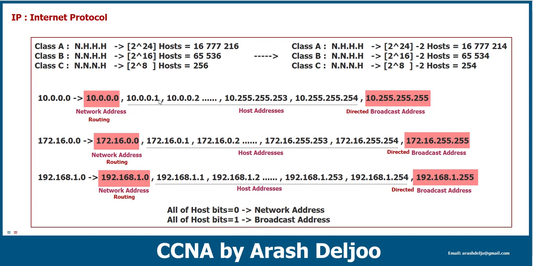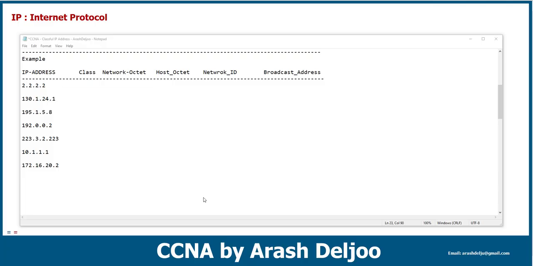Also, now we know the host capacity of class A, class B, and class C. Now we can better understand the inefficiency of class A, B, and C. Let me give you some examples. Before talking about the inefficiency of classful IP addressing, let me solve one example. In this example, we can review the topics we learned about the classes of IP addresses.